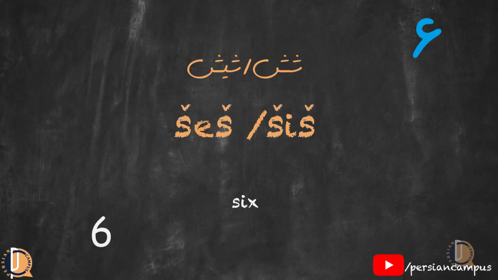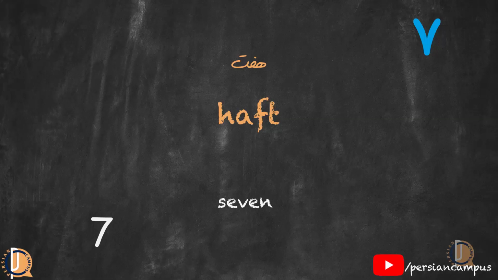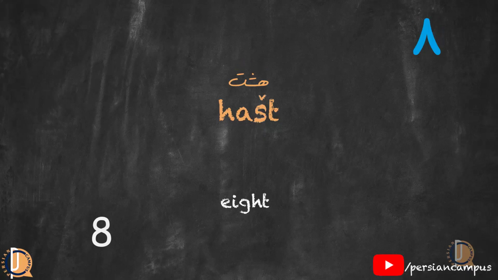6 is شش formally and شیش informally. Let's repeat again. شش or شیش. Next one is هفت. Number 8 is هشت. Once again, هشت. Happily, they don't have any other forms.